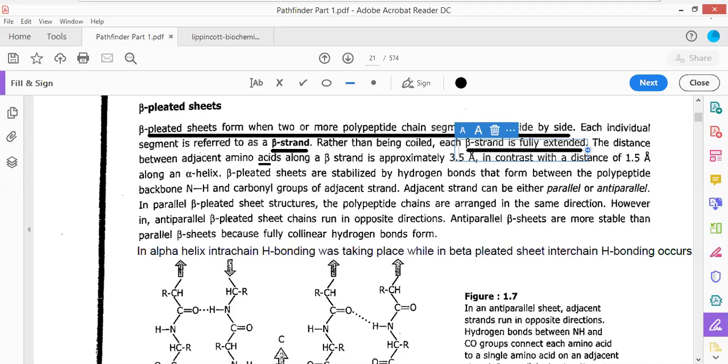The distance between adjacent amino acid residues in the case of beta strand is 3.5 angstrom. The two adjacent amino acid residues are separated by 3.5 angstrom.